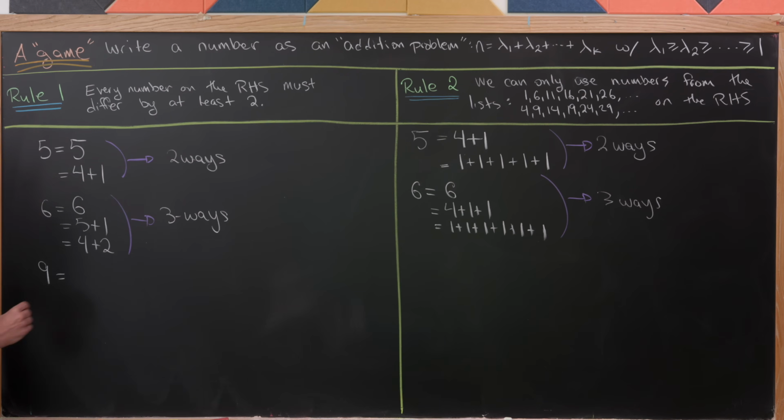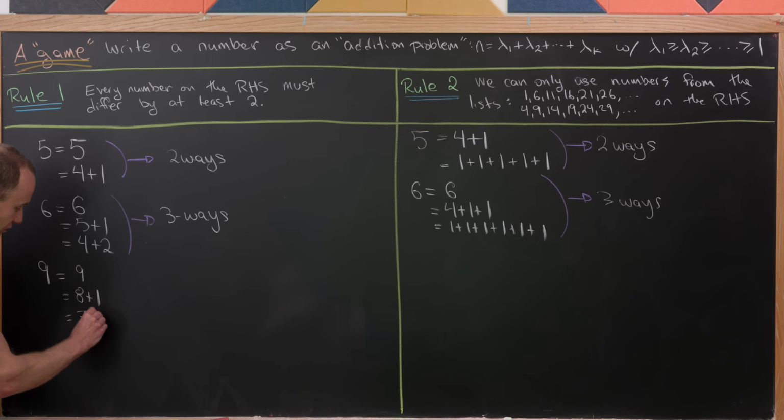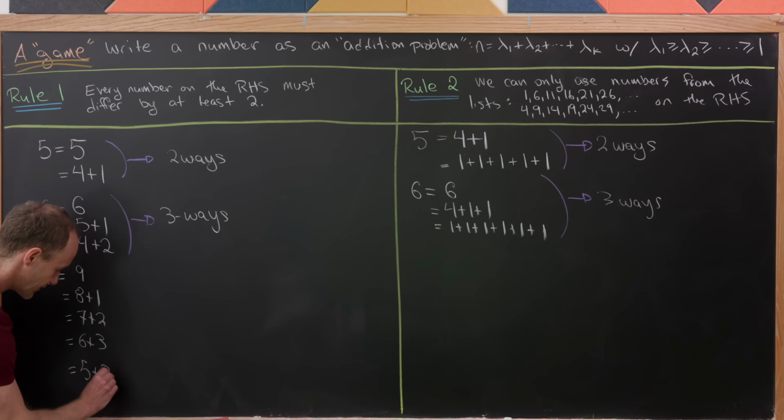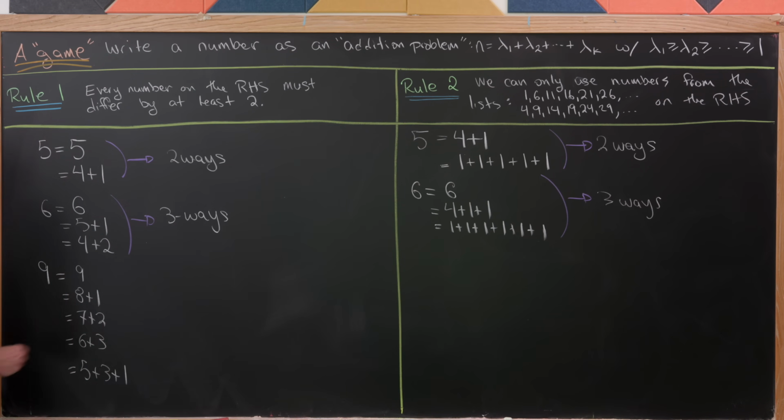So let's do 9. So we can write that just as itself, as 8 plus 1, as 7 plus 2. We can write it as 6 plus 3. Notice we cannot write it as 5 plus 4 because those don't differ by at least 2, but we can write it as 5 plus 3 plus 1.